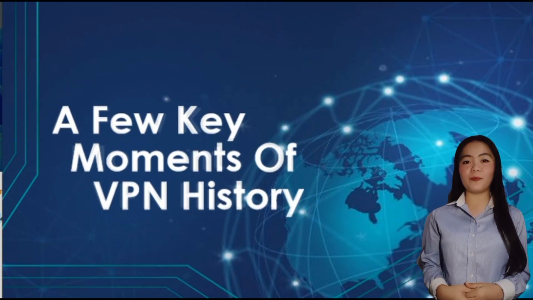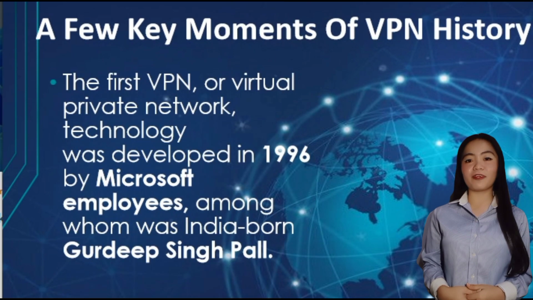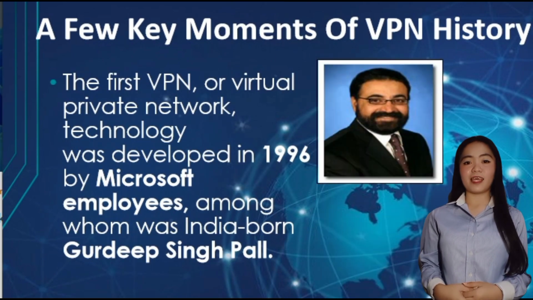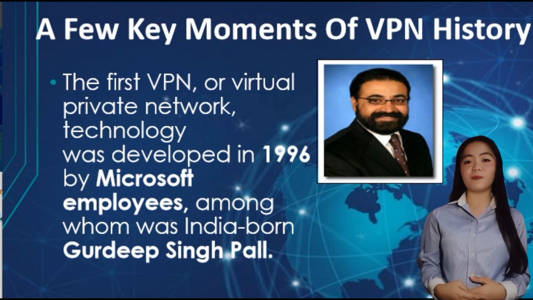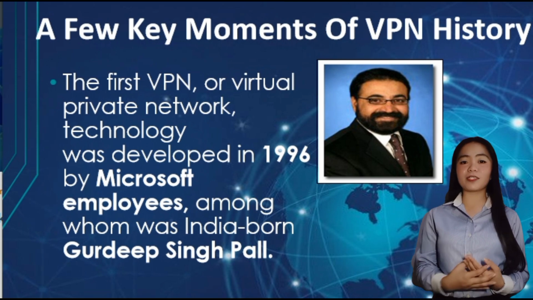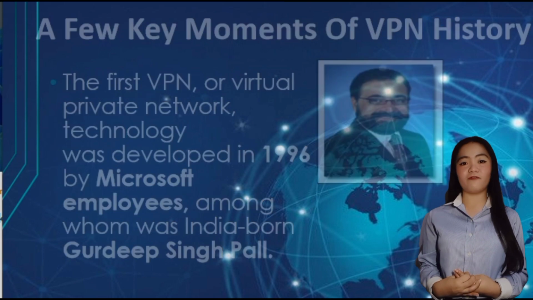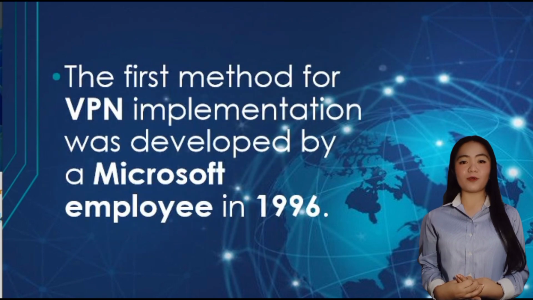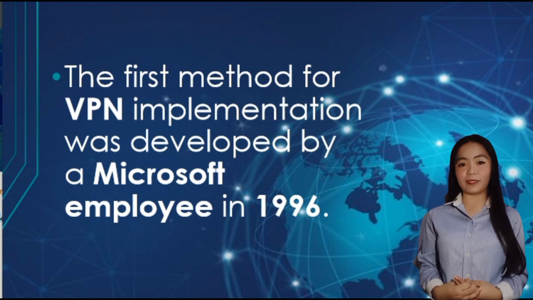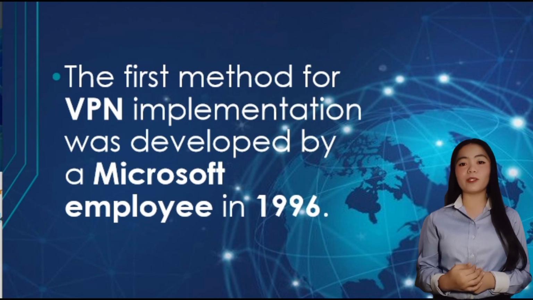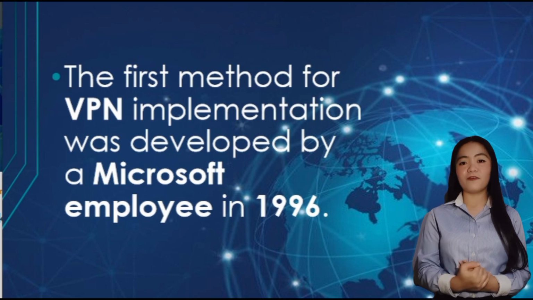A few key moments of VPN history. The creation date of the first VPN is a topic of some debate, as the VPN technology has evolved over time with various contributions from different individuals and organizations. However, in 1996, a Microsoft engineer called Gurdeep Singh Pal made a key invention. Singh Pal was the first person to accurately describe and implement point-to-point tunneling protocol, or PPTP, as a viable solution for ordinary networks. PPTP is considered one of the earliest VPN protocols and played a significant role in popularizing VPN technology.